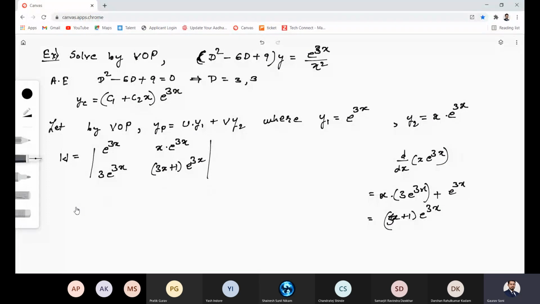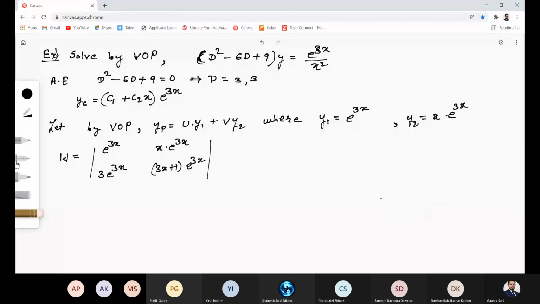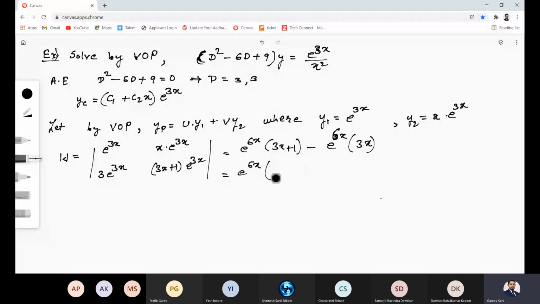Let's find out the determinant for this. Do the cross multiplication and subtract. So this is e to the power 6x in bracket 3x plus 1 minus e to the power 6x in bracket 3. Take e to the power 6x common, 3x minus 3x will get cancelled out, remaining will be 1. So from this, the Wronskian is equal to e to the power 6x.